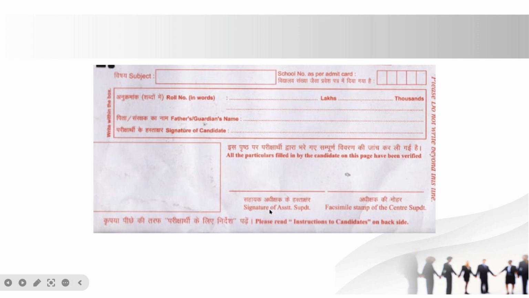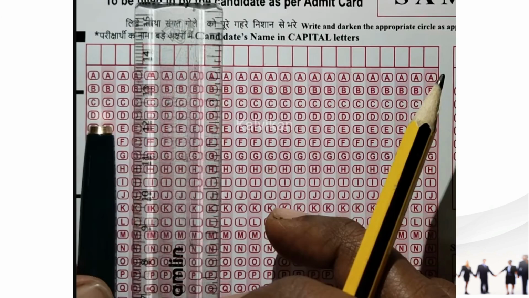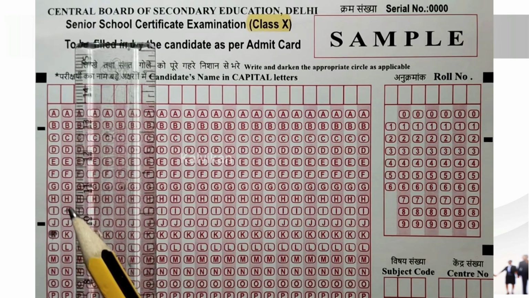This column is not for us. It's for the invigilator. The invigilator comes and she will look at all these, whether you have filled everything correctly, and then she will sign. Okay.